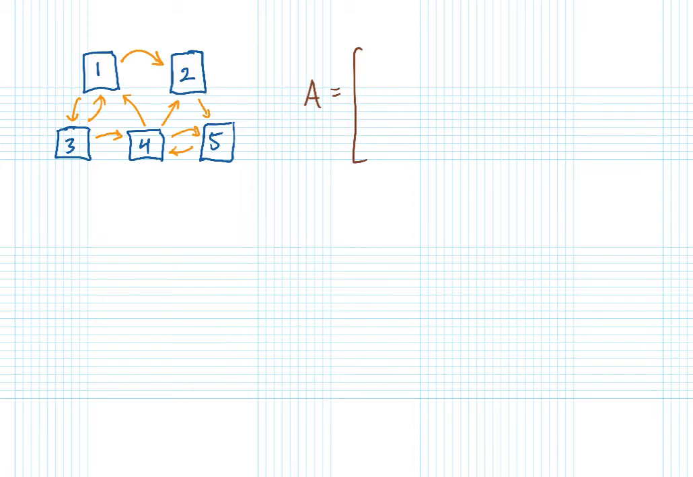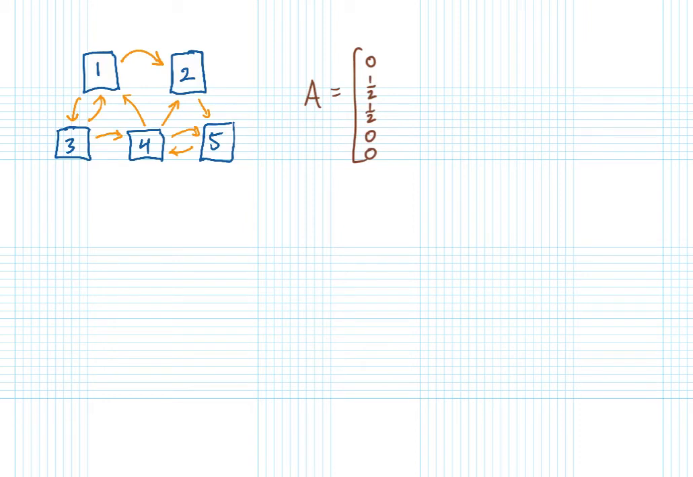So let's say that you're on page 1. Page 1 links to page 2 and to page 3. So if you randomly clicked on a link from page 1, you'd have a 1/2 probability of ending up on page 2 and a 1/2 probability of ending up on page 3. And so this is what the first column of the matrix would look like.